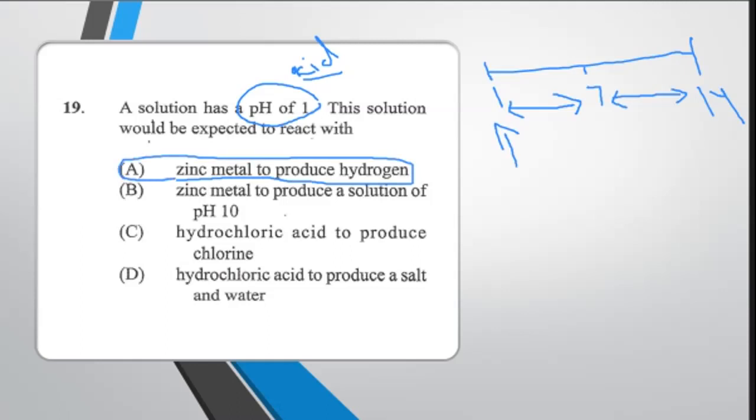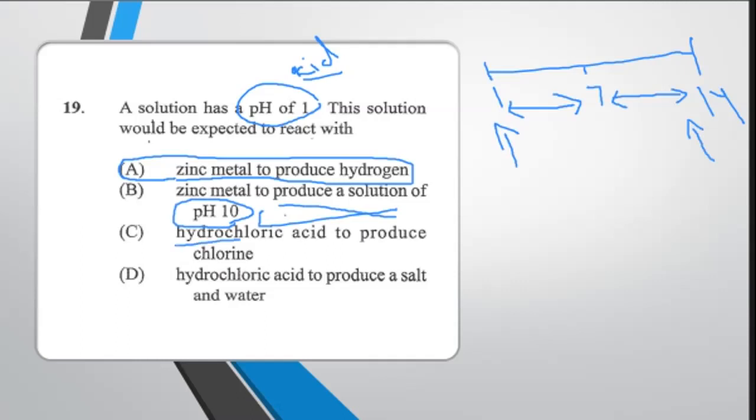Let's check B. Acid plus a metal to produce a pH of 10? That won't make sense. The acid with a metal produces a salt, not a base. Acid plus a metal doesn't produce a base. Something with pH 10 is a base. Acid plus a metal doesn't produce a base, it produces a salt. So B is incorrect.